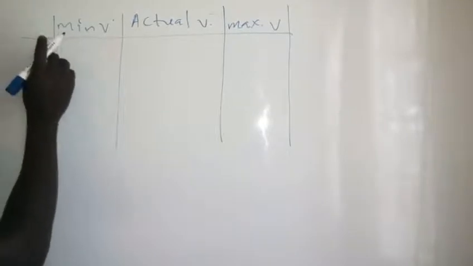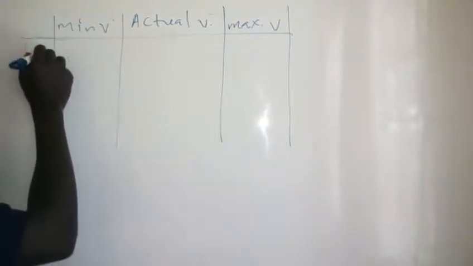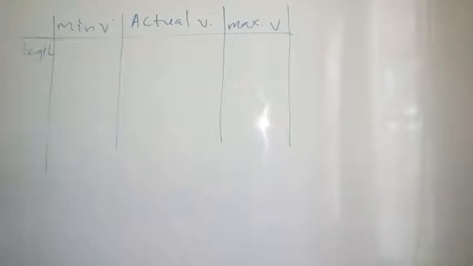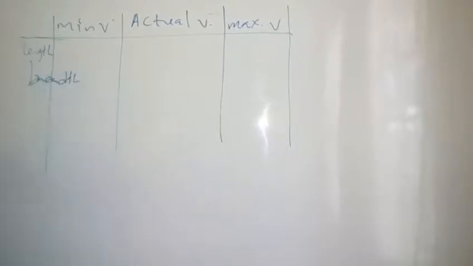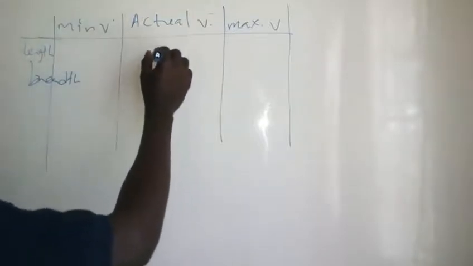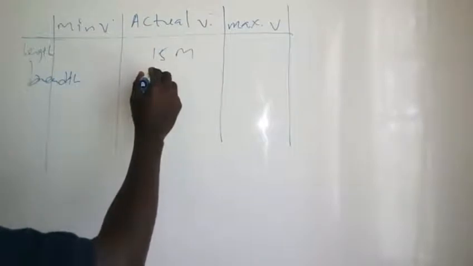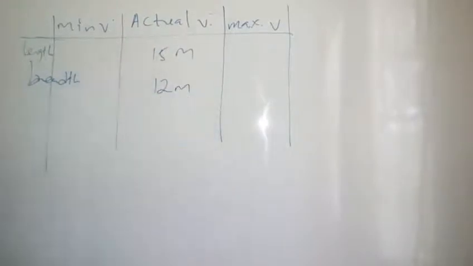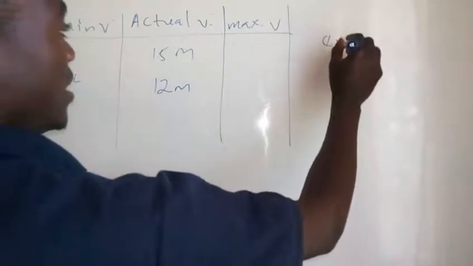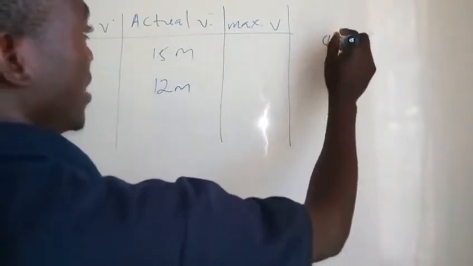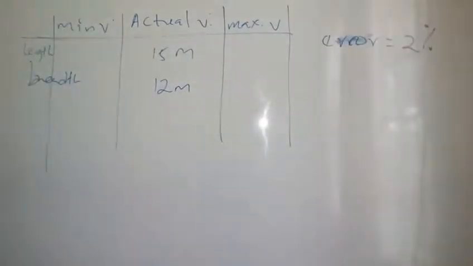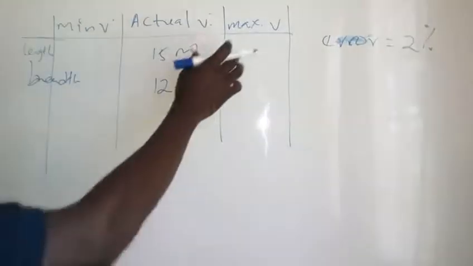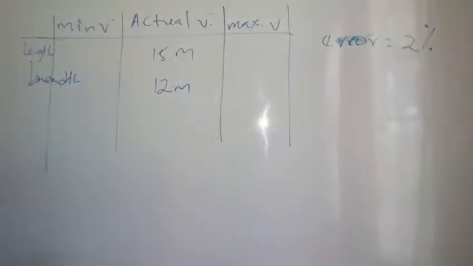On this side, we have been told that our figure has a length, and it also has something known as the breadth. So the actual length that we are given is 15 meters and the actual breadth is 12 meters. And remember, they have given us an error of 2% in the question. So to get the maximum value and the minimum value, we'll have to apply the error.